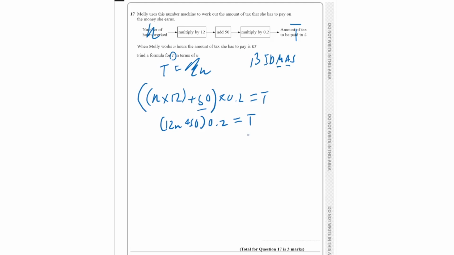We can then multiply everything inside the bracket by 0.2. So 12 times 0.2 is 2.4n, and 50 times 0.2 is 10. And this is equal to T. So that means our final formula is T is equal to 2.4n plus 10. And that's our final answer.